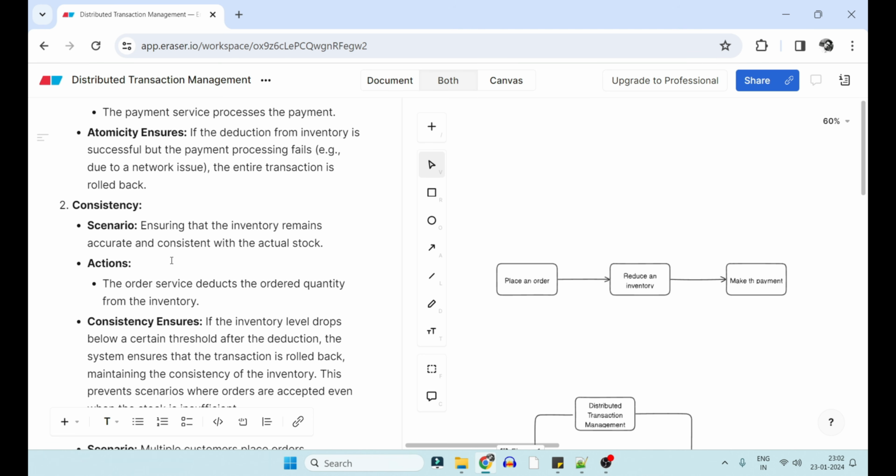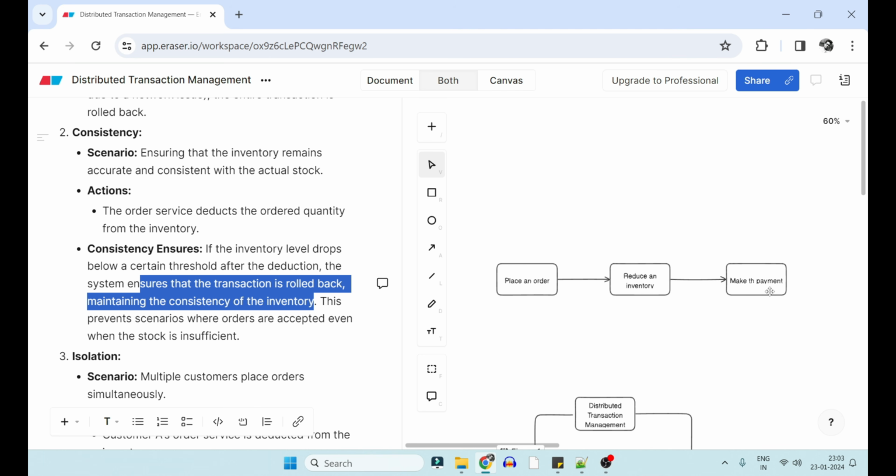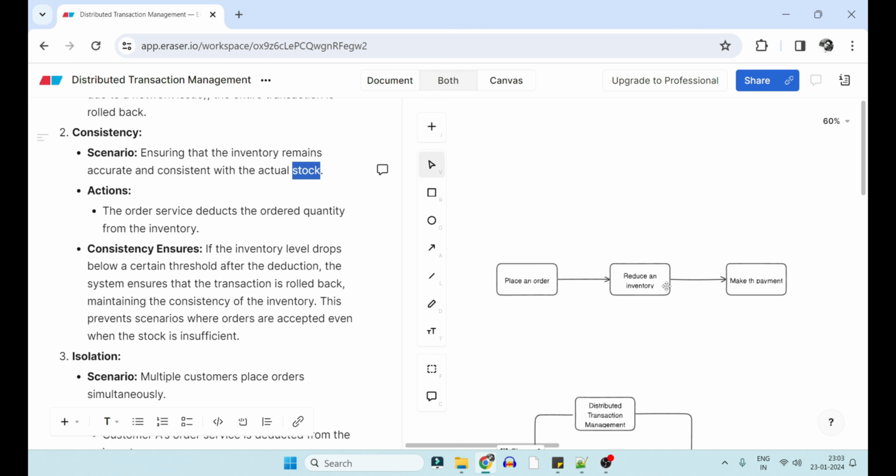Next is consistency. It says that your inventory should always remain accurate and consistent with the actual stock. Suppose I have only one inventory for a particular product. What happens if you place an order? That is reduced to 0. In that case, your order will be accepted and you can make the payment and your order is successful. But what if you order 2 quantity, but there is only 1? So the inventory becomes negative. This is an inconsistent state because -1 is not a consistent state of the system. So it makes sure that the inventory does not drop to a negative quantity.